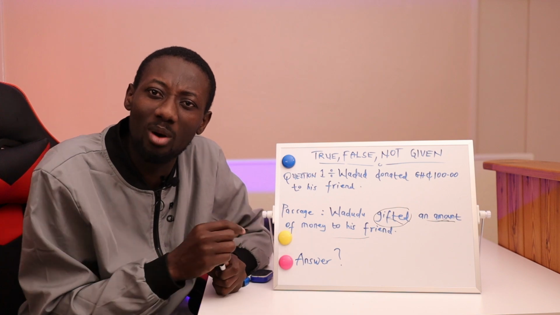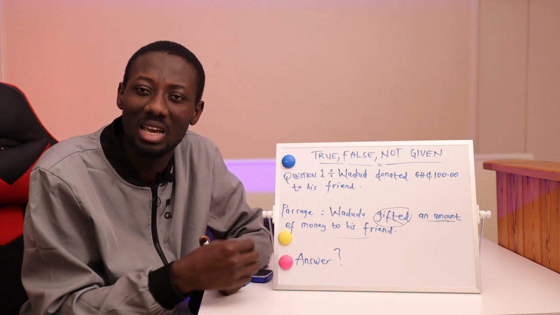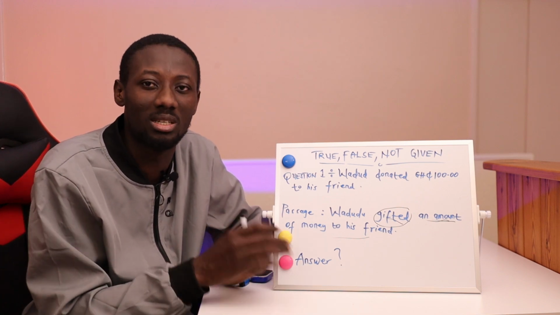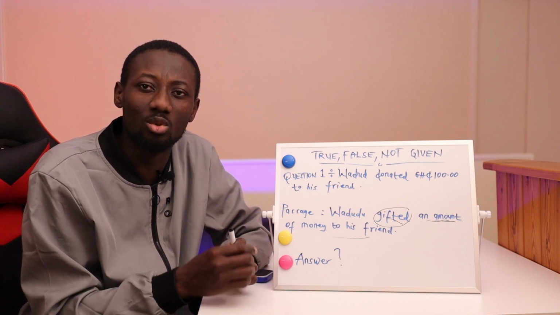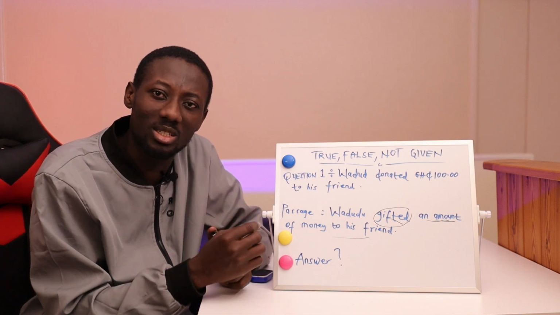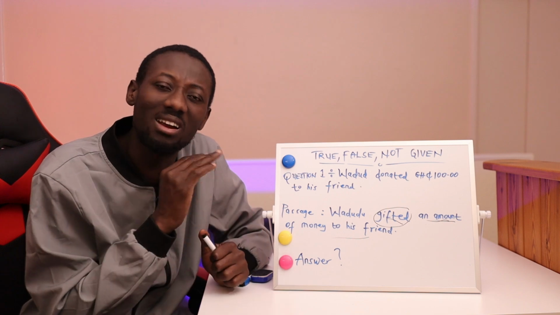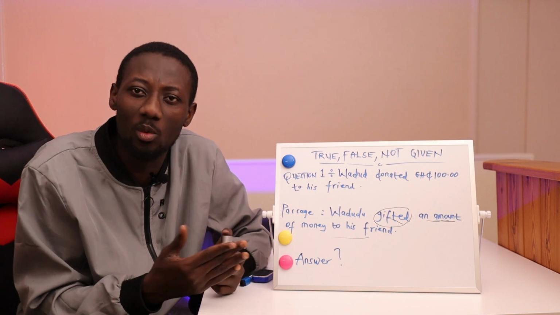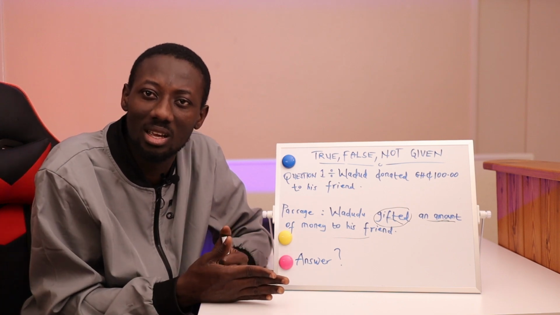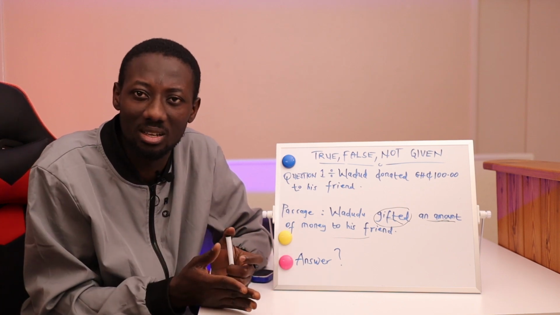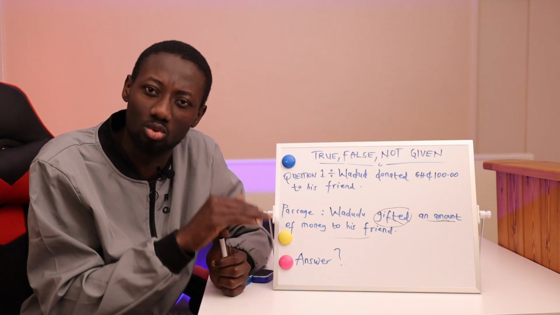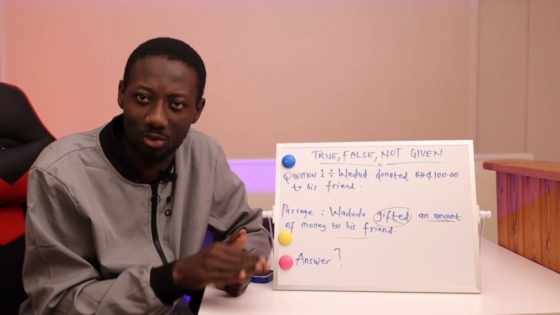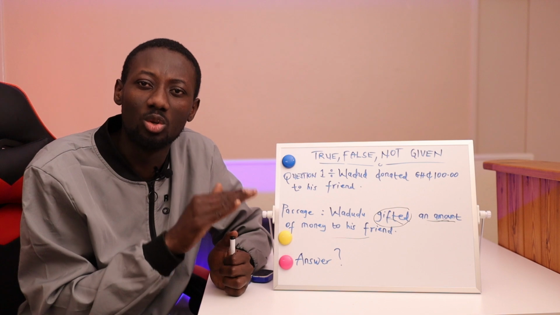Because that amount is not given in the passage, the answer we choose is what? Not given. The question says Wadud gave the friend 100 cedis, but the passage says Wadud gave the friend an amount of money, and we don't know. It could be 100 cedis, it could be more, or it could be less. In that circumstance, we can't say it is true, and we cannot also say it is false. So we choose not given.